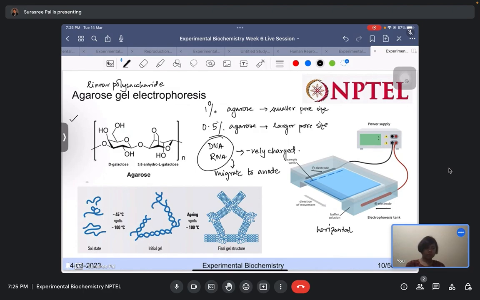Now how does this polymerization of agarose occur? These agarose molecules initially form helix kind of structures, but when we heat them at approximately 100 degrees centigrade, they form this fine gel structure, and these are the pores that form between these agarose polymers.